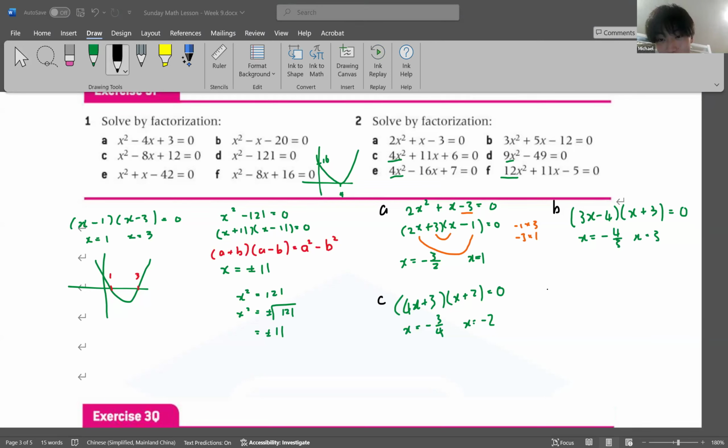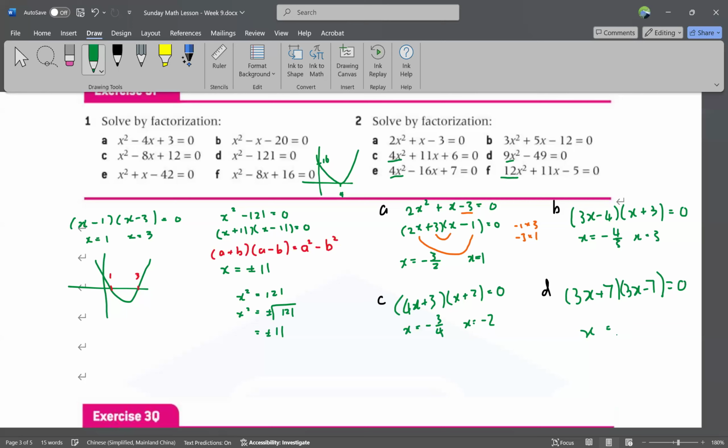D, anyone? Okay, Adriana, what'd you get for D? I got 3x plus 7 times 3x minus 7. Yep, Hannah, did you get the same thing? Mm-hmm. So using the formula, okay? What's the solutions? x equals negative 7 over 3 and x equals 7 over 3. Plus or minus 7/3, okay?